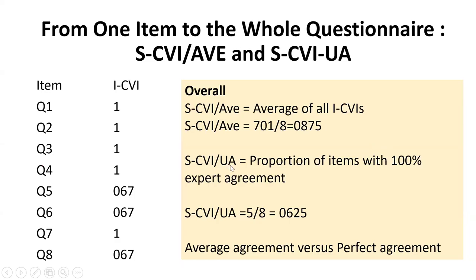For the UA, what do I do? I take only the ones where the I-CVI is 1, where it is 100%, and divide it by the number of items, and I get the proportion where the expert agreement is 100%. So the average tells me the average agreement, while the UA tells me the proportion with perfect agreement. So these two things are telling me different things, but they are part of content validity. Are you understanding this? I think UA is universal agreement.